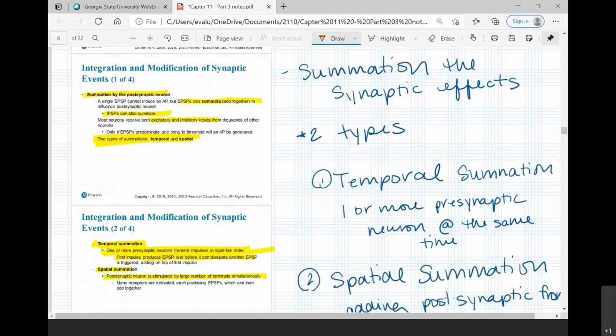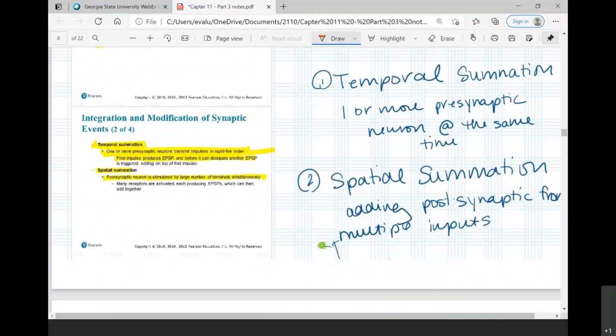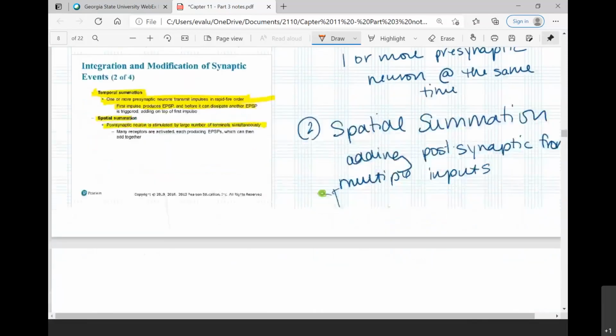There's two types. You can have temporal summation or spatial summation. Temporal summation is basically just saying that the effects are going to be added from one or more presynaptic neurons at the same time. So this is basically saying that there are two people and they both say whatever they need to say at the exact same time. If two people are talking at the same time, it's loud. Temporal summation. One voice isn't bad, but two voices talking at the exact same time is louder. It's a stronger signal.